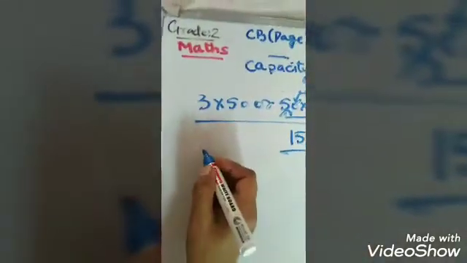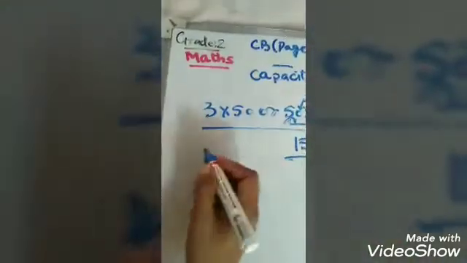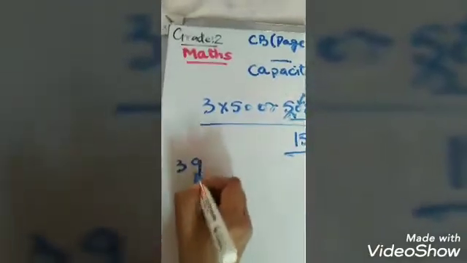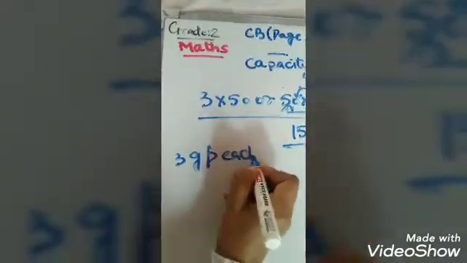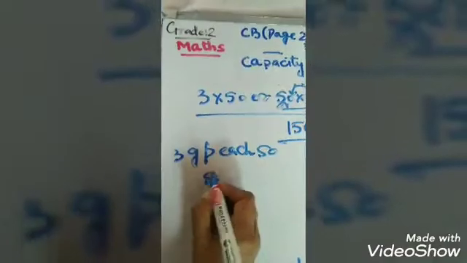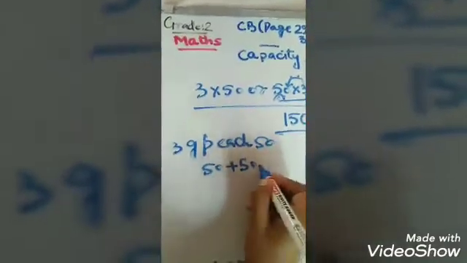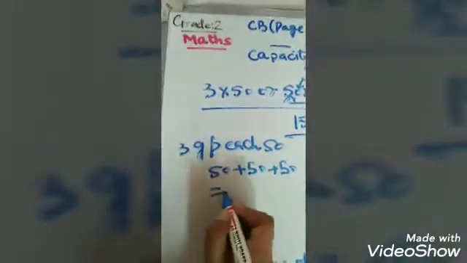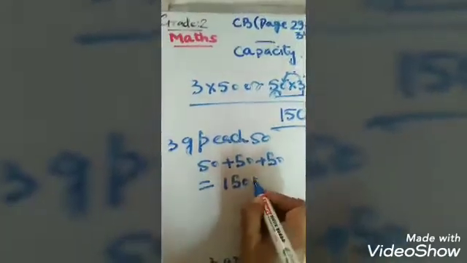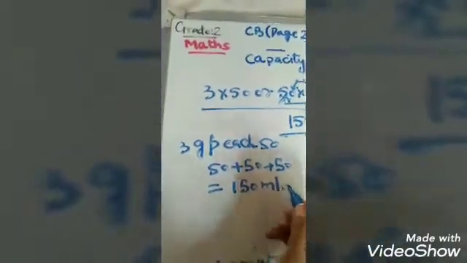Let me do the addition statement. If I have 50 ml, 3 groups, each 50, so 50 plus 50 plus 50, it will be 150 ml. So we can say the bowl has a capacity of 150 ml.